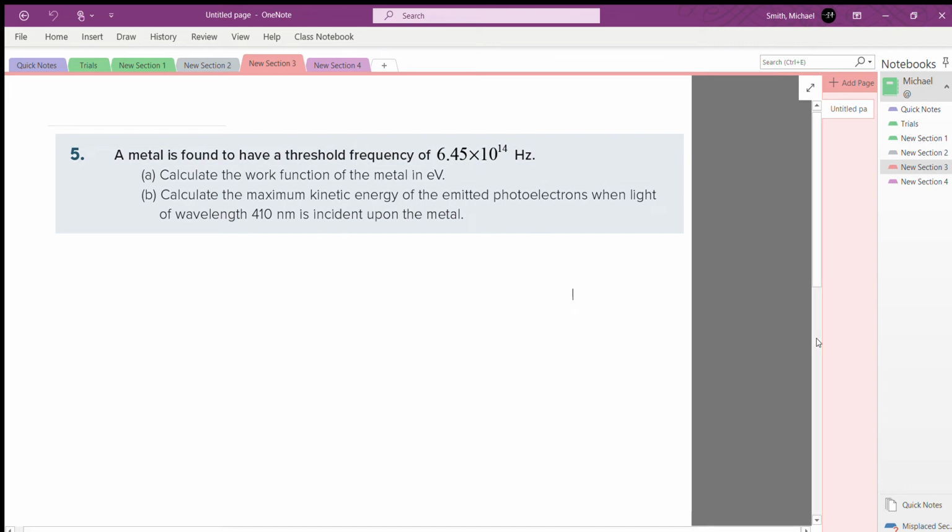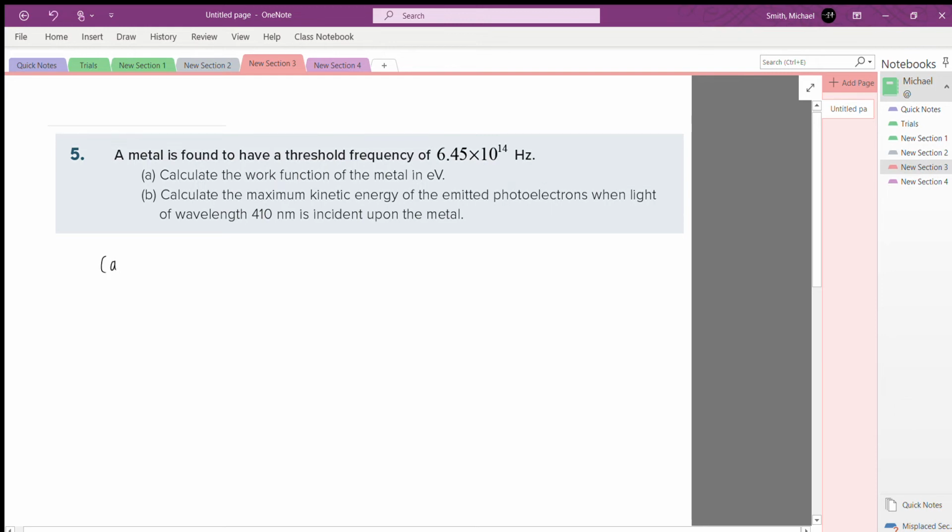This is question 5 from the SACE Stage 2 Physics course companion from subtopic 3.2, particle wave duality. Here we have a metal with a threshold frequency of 6.45 times 10 to the power of 14 Hertz. First we need to calculate the work function in electron volts, then the maximum kinetic energy of the electrons that are emitted when light with wavelength 410 nanometers is incident upon the metal.